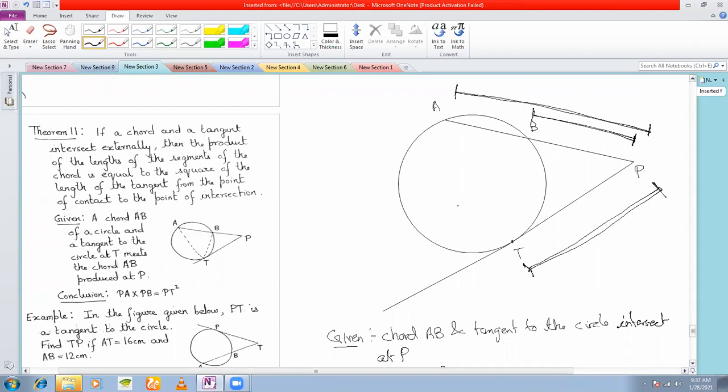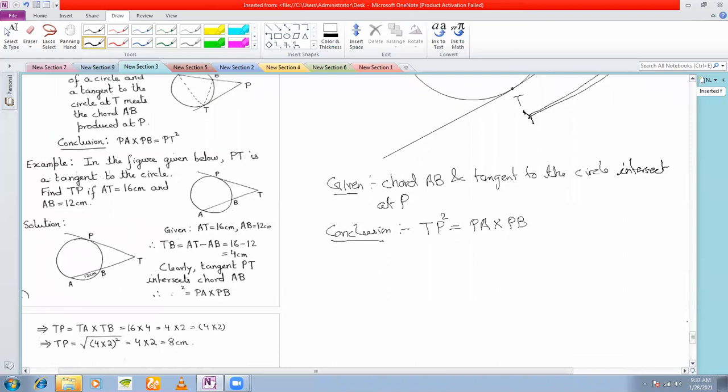This looks very similar to that theorem where I discussed that when two chords intersect externally, then the product of the lengths of the segments are equal. Okay, if two chords intersect externally, this looks very similar to that. Okay, so I'll just discuss this one example here, but not today. I'll discuss this tomorrow. I stop here for today.